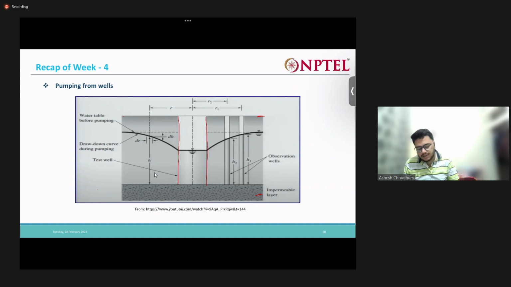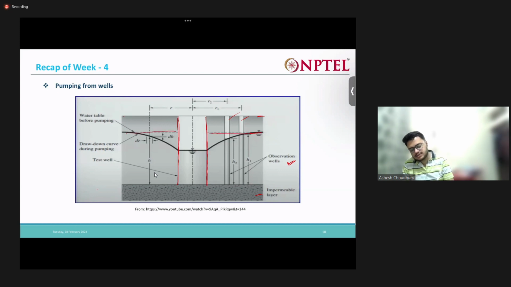Now one is the main well, known as the test well, and there are also two other wells dug. Those are known as the observation wells. So a total of three wells are dug: one is my main test well, and the other two are my observation wells. Now what is done is, using a pump. So this is my water table, right? This level is my water table.